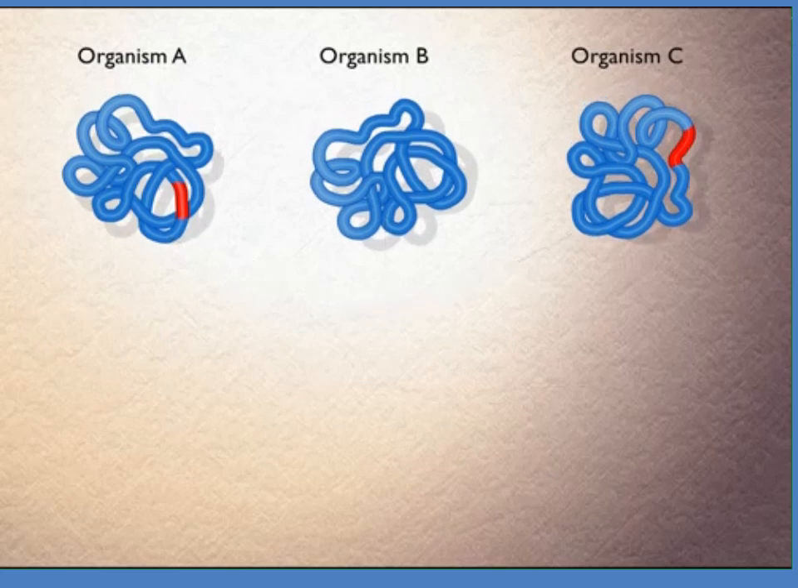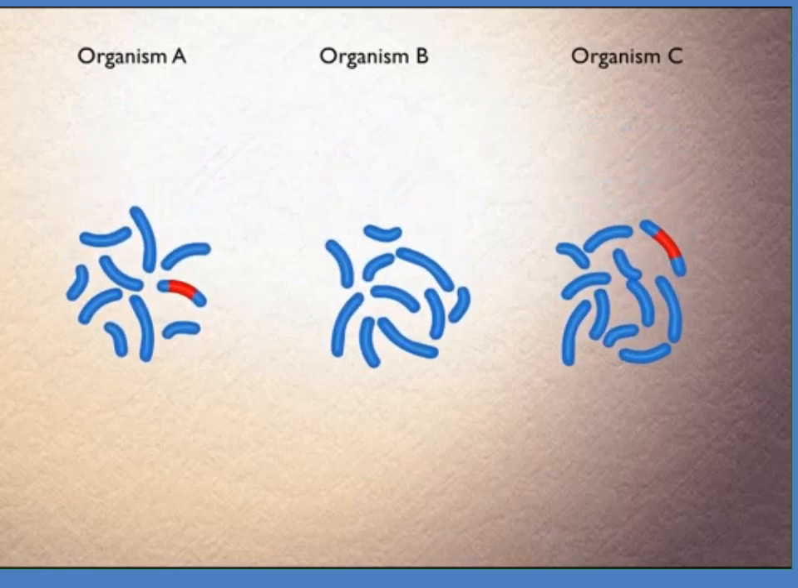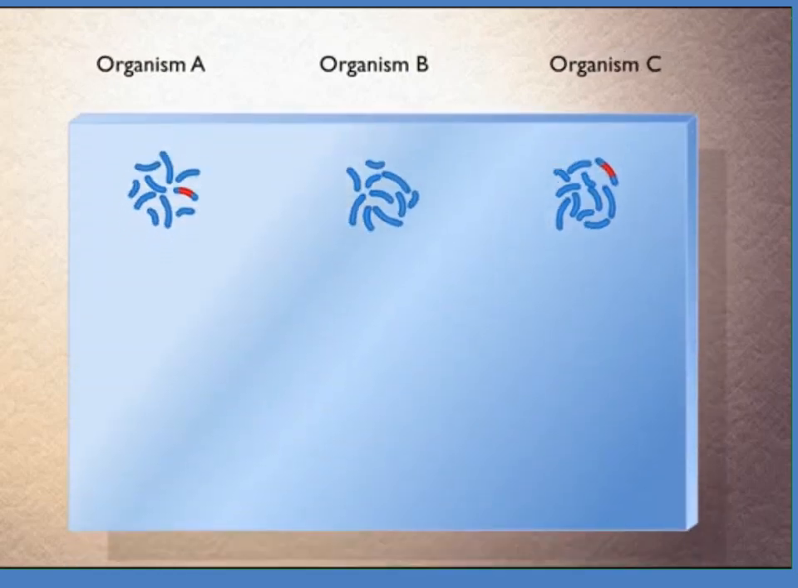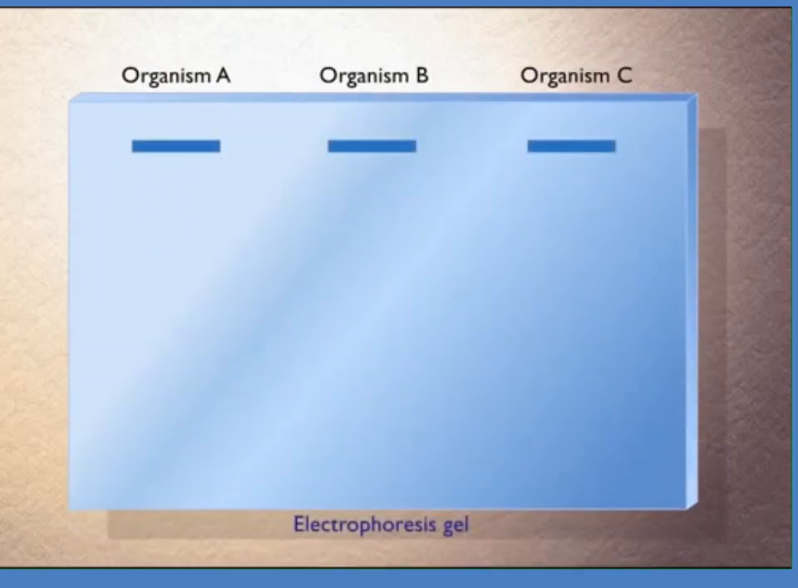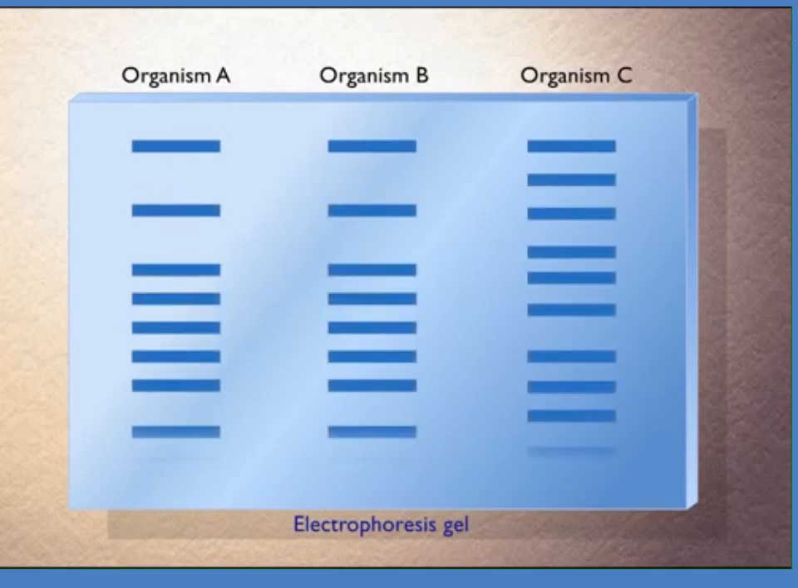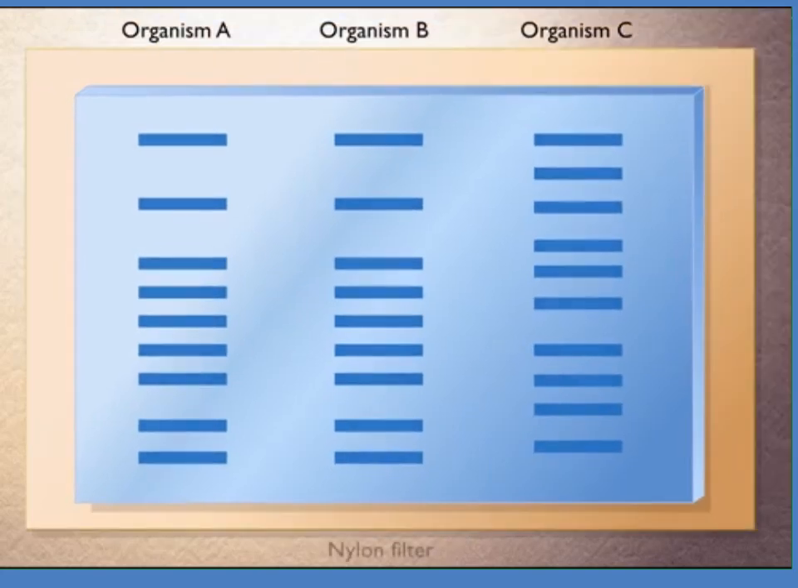In this procedure, the DNA is isolated from each source and then digested with a specific restriction enzyme. The DNA restriction fragments are then loaded onto an agarose gel and the fragments are separated by electrophoresis according to size, with the smaller fragments migrating faster than larger fragments. The fragments are made visible with ethidium bromide. The DNA is then transferred from the fragile gel to a nylon filter.